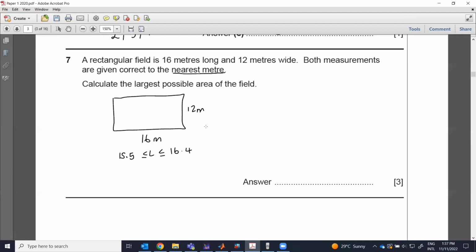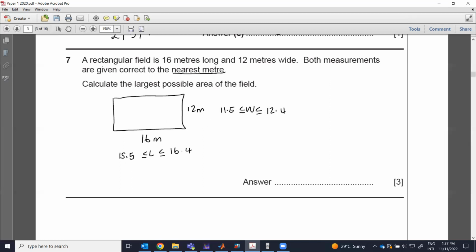And then we do the same thing with this one, our width. So we ask ourselves, if I'm going to round off a number to 12, what is the smallest that it can be? And that's 11.5, because if I have 11.5, I round it off to 12. If I have 11.6, you round it off to 12, if you're rounding off to 0 decimal places, which is the nearest meter. And then this one over here, the largest that it can be is 12.4. Okay, so these are our estimations.